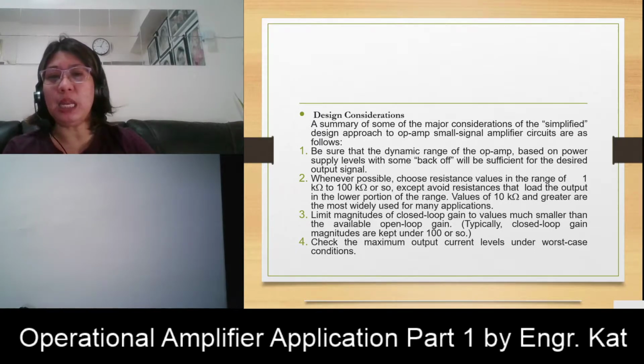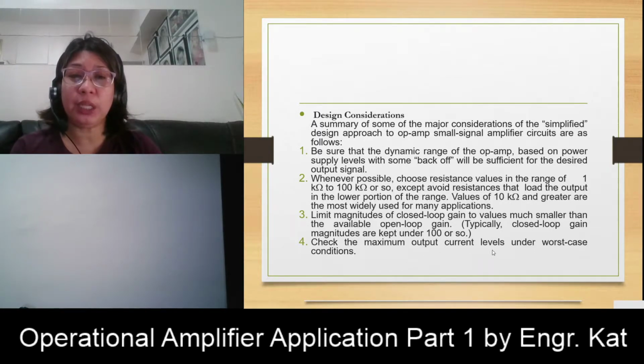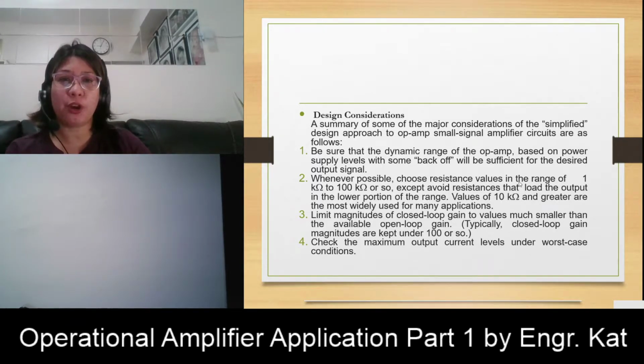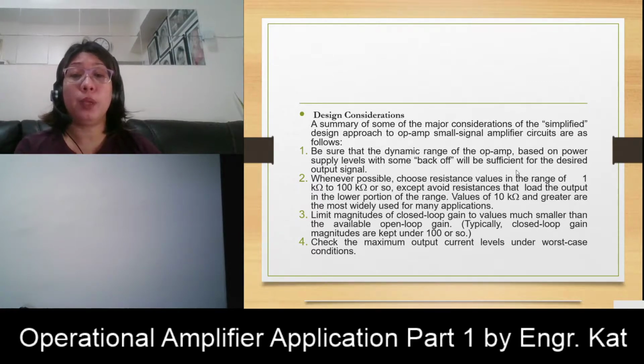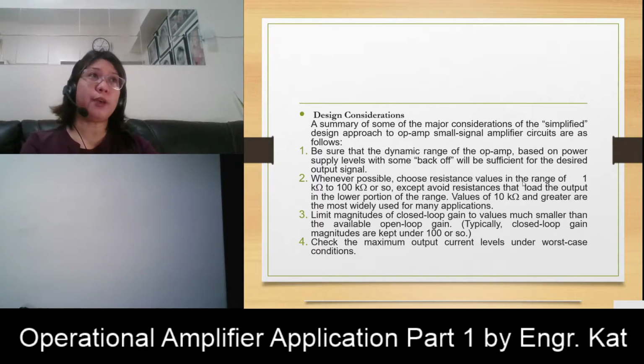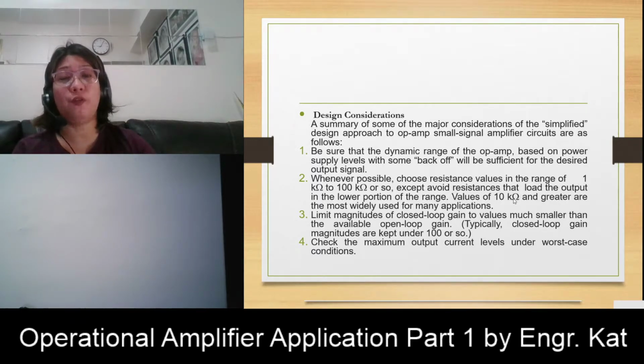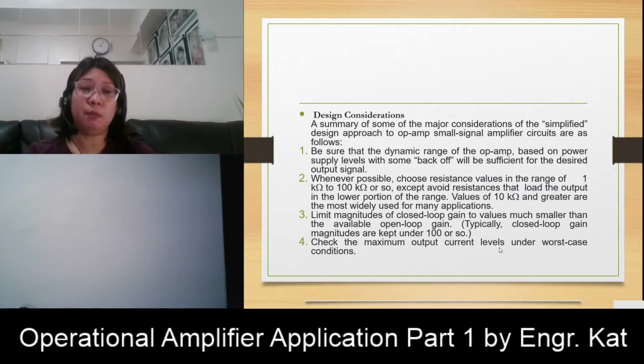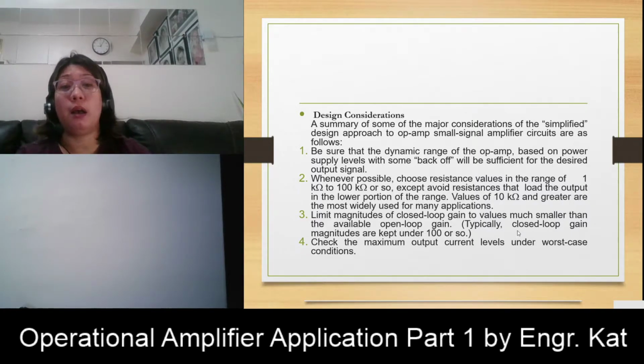And finally, we have to check the maximum output current levels under worst case condition. Each operational amplifier has its maximum output current. For 741, it is 25 milliamperes. We might use a current greater than its maximum level, which can destroy or ruin your operational amplifiers.